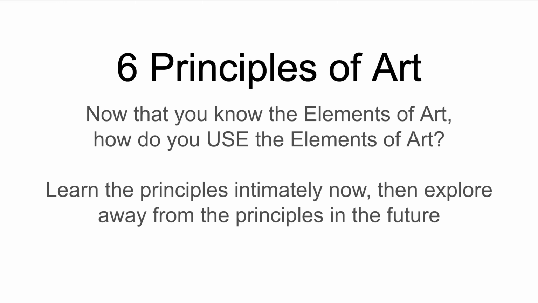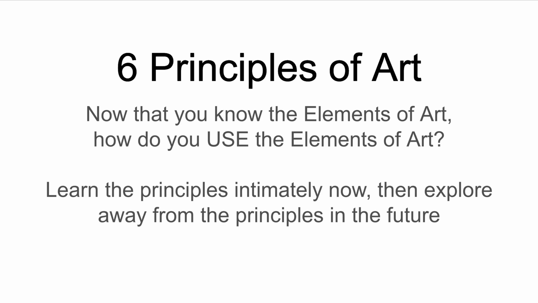So if you know about the 7 elements of art, the question is, how do you use the elements of art? That's what the principles of art are. There's a saying in art: you've got to learn the rules and then break the rules. So you've got to learn what these principles of art are now, and then explore away from the principles in the future when you become more artistic. So learn the rules, use the rules, and then break the rules later on.